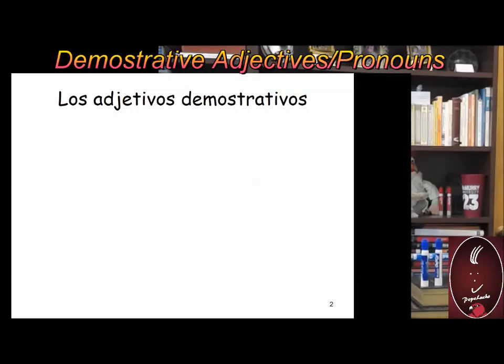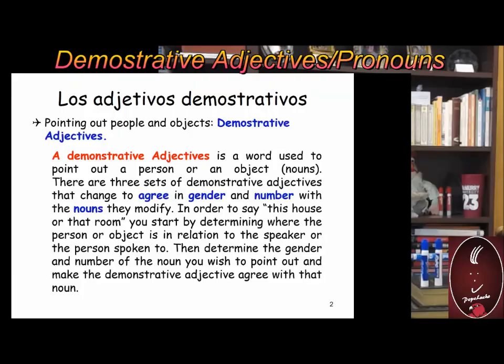In this video tutorial, we're going to review demonstrative adjectives and demonstrative pronouns. So let's see what is a demonstrative adjective. A demonstrative adjective is a word used to point out a person or an object. So it's a word that points out a noun.